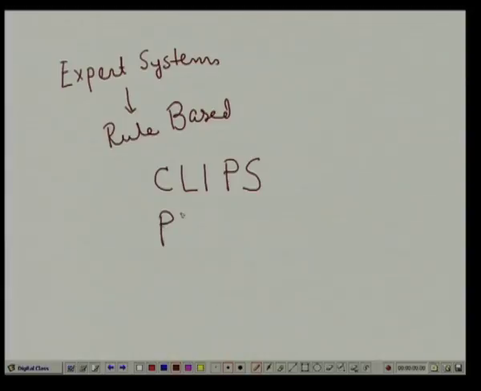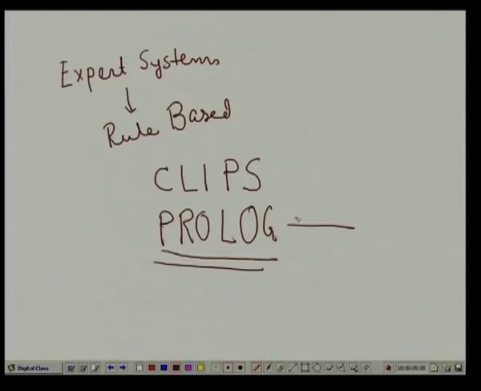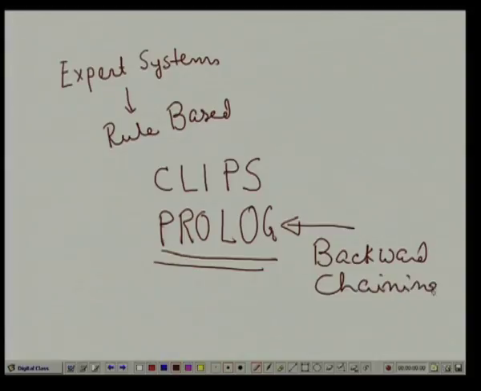There is a language which many of you must have heard of, Prolog, which stands for programming in logic. Now, Prolog is a specific case of backward chaining. That means, Prolog utilizes the backward chaining method of reasoning that we have just now discussed. CLIPS on the other hand uses forward chaining.